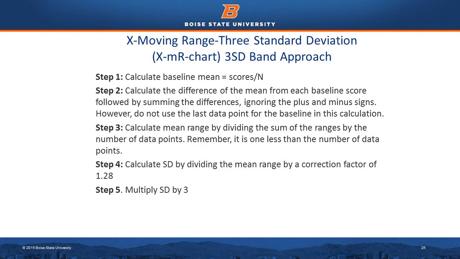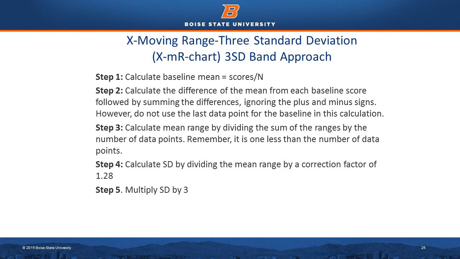Step 1. Calculate the baseline mean by dividing the sum of the scores by the number of observations. Step 2. Calculate and sum the ranges of each pair of adjacent data points, ignoring any minus signs. Remember, there is 1 less than the number of data points.